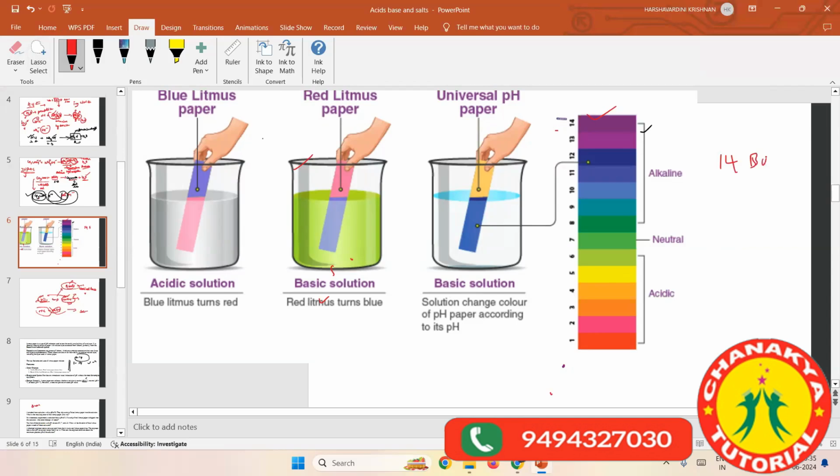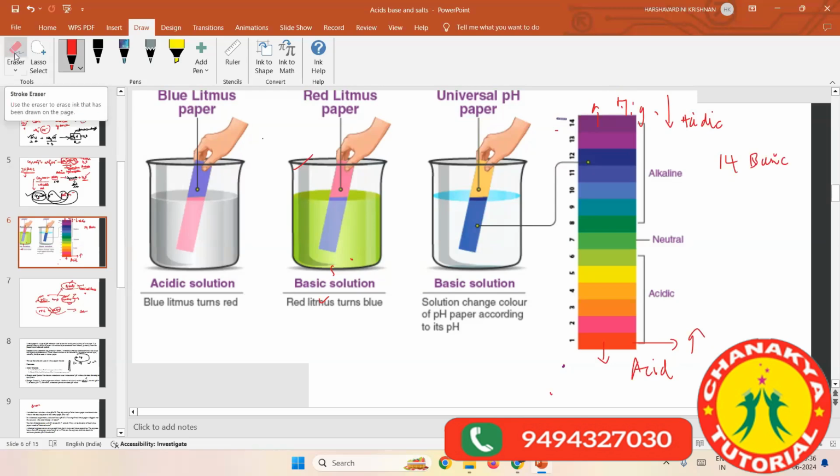If it's going from top to bottom, then 14 will be the lowest rate. No. As I am telling you, 1 means highly acidic, so 14 means highly basic, right? Logic wise, 1 means highly reactive, so 14 should be highly basic. Highly basic means you can also say very less acidic, right? Yes, ma'am. You can say vice versa.